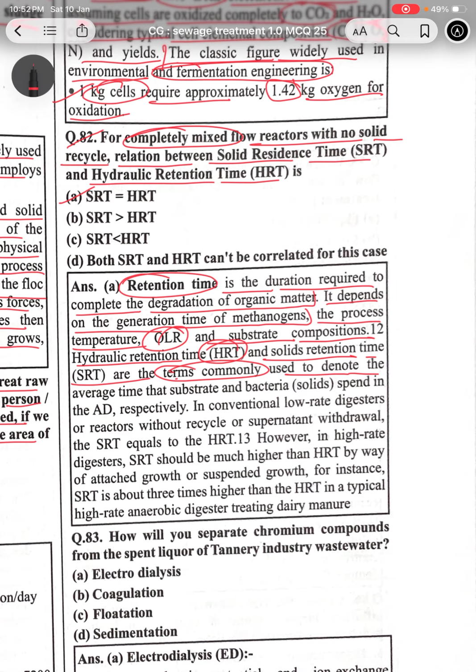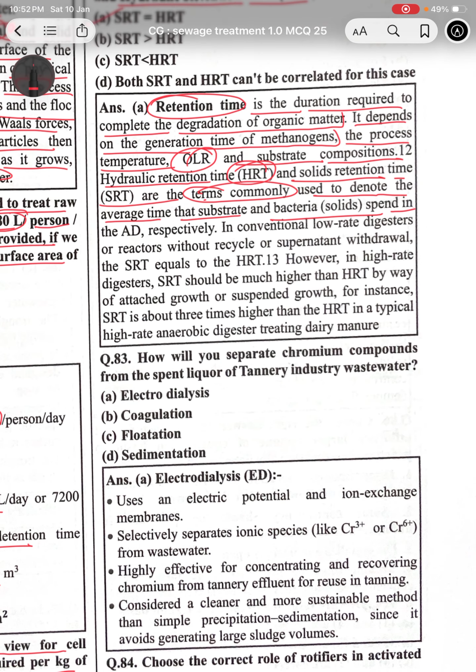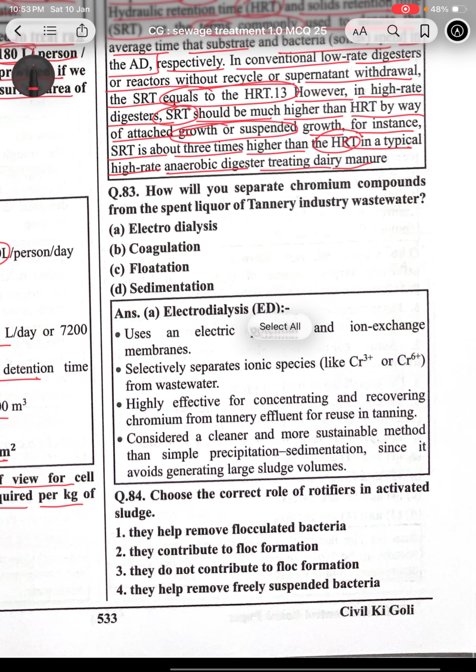The terms are commonly used to denote the average time that substrate and bacteria spend in the AD, respectively, in a conventional low rate digester reactor without recycling of the supernatant liquid. SRT is equal to HRT. However, in a high rate digester SRT should be much higher than HRT by way of attached growth or suspended growth. For instance, the SRT is about 3 times higher than the HRT in a typical high rate anaerobic digester treating dairy manure.